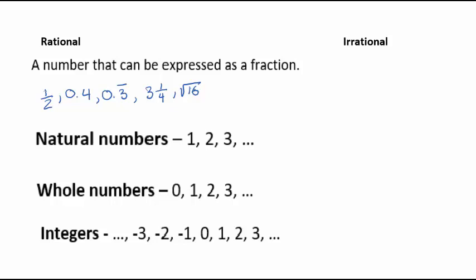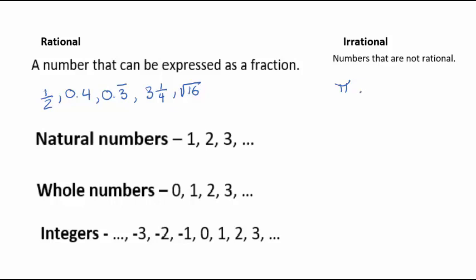What about irrational? Irrational numbers are numbers that are not rational, or you can say the numbers that you cannot put into a fraction. One such number is pi. Pi is about 3.14, but we don't know when the decimal ends. Therefore, we cannot write the fraction for that.